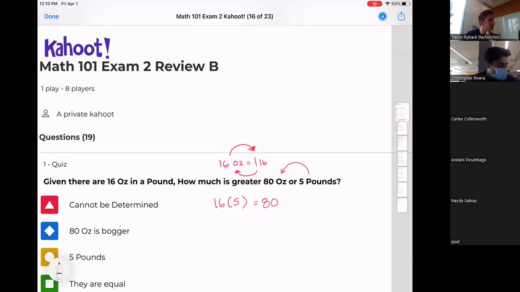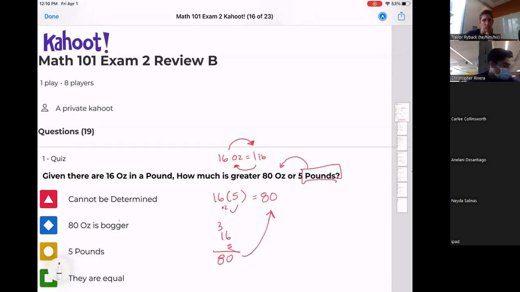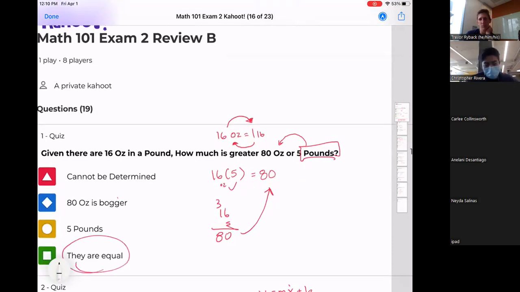Now to do that, we know that 16 ounces is in 1 pound, so we simply do 16 ounces times 5 since we have 5 pounds. 16 times 5, if you do it by hand, comes out to 80. And that's how we know that they are indeed equal to each other. Does anyone have any questions on that? All right, if nobody has questions, we will move on to the next question.